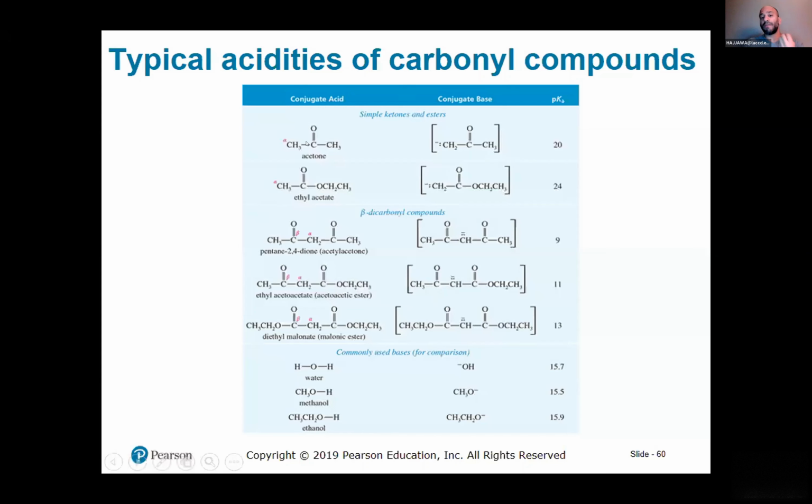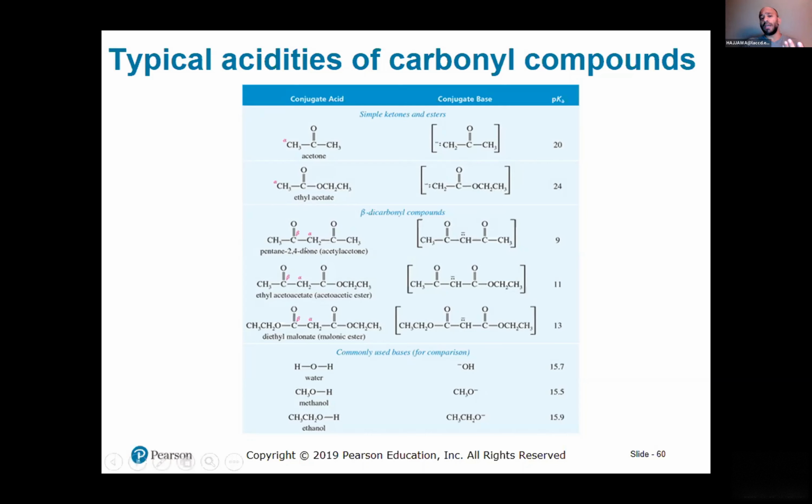You could see that if I go from a ketone to a diketone, the alpha carbon right there goes from 20 all the way to 9. And every single 0.1, that's 10 times more acidic. So that's how acidic it is when you deal with a structure like this. An ester alpha carbon, because of the donating effect of the alkoxy, makes that hydrogen less acidic. You could see the pKa goes up to 24. The lower the pKa, the more acidic the hydrogen is.